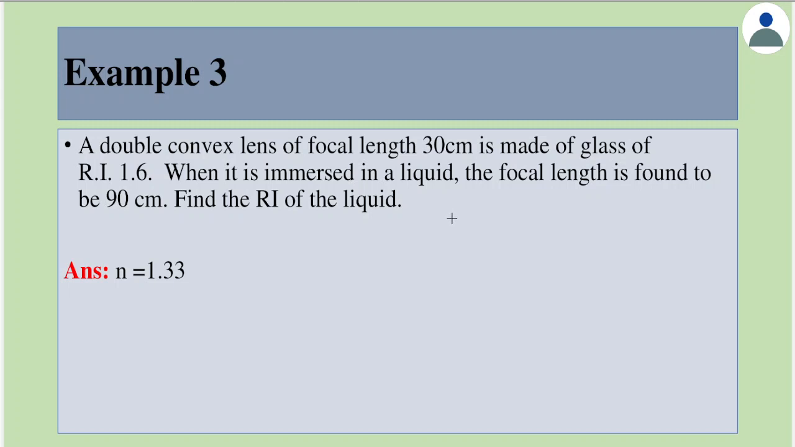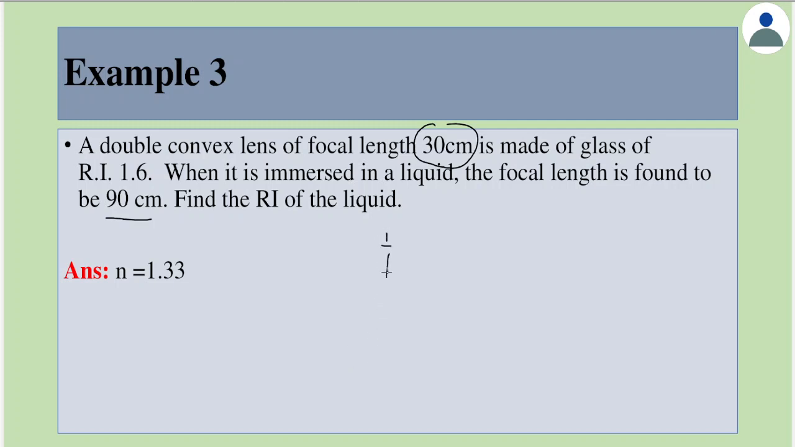Now keep in mind that the focal length of a given lens depends on the refractive index of the surrounding medium also. So what is given here is, when the lens is kept in air, that is the meaning of the first statement, the focal length is 30 centimeter. Then when the lens is immersed in some other liquid, its focal length would change and it becomes 90 centimeter. The question says find the refractive index of the liquid.